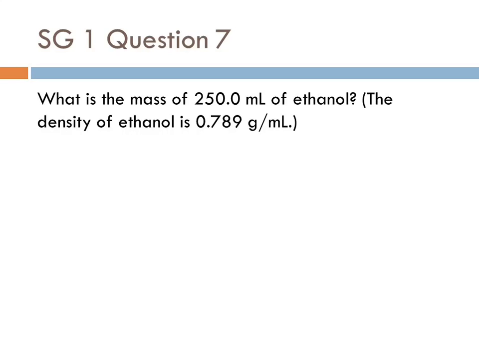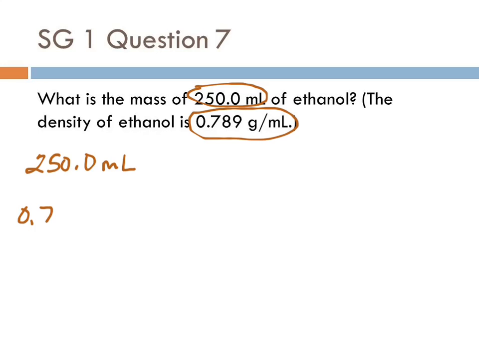So what is the mass of 250.0 milliliters of ethanol? The density of ethanol is 0.789 grams per milliliter. So we look at this question and we have two numbers here. I'm going to circle them. We've got 250 milliliters and then 0.789 grams per milliliter. And we were told that we have to use dimensional analysis, not scientific notation.